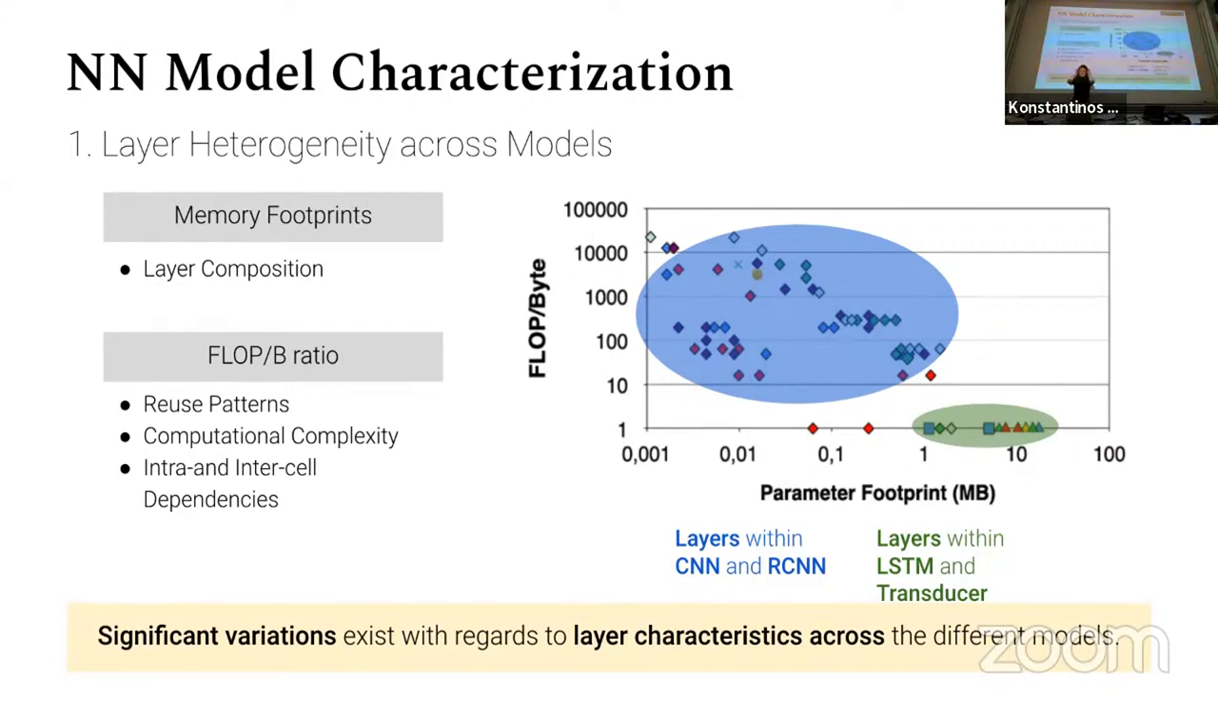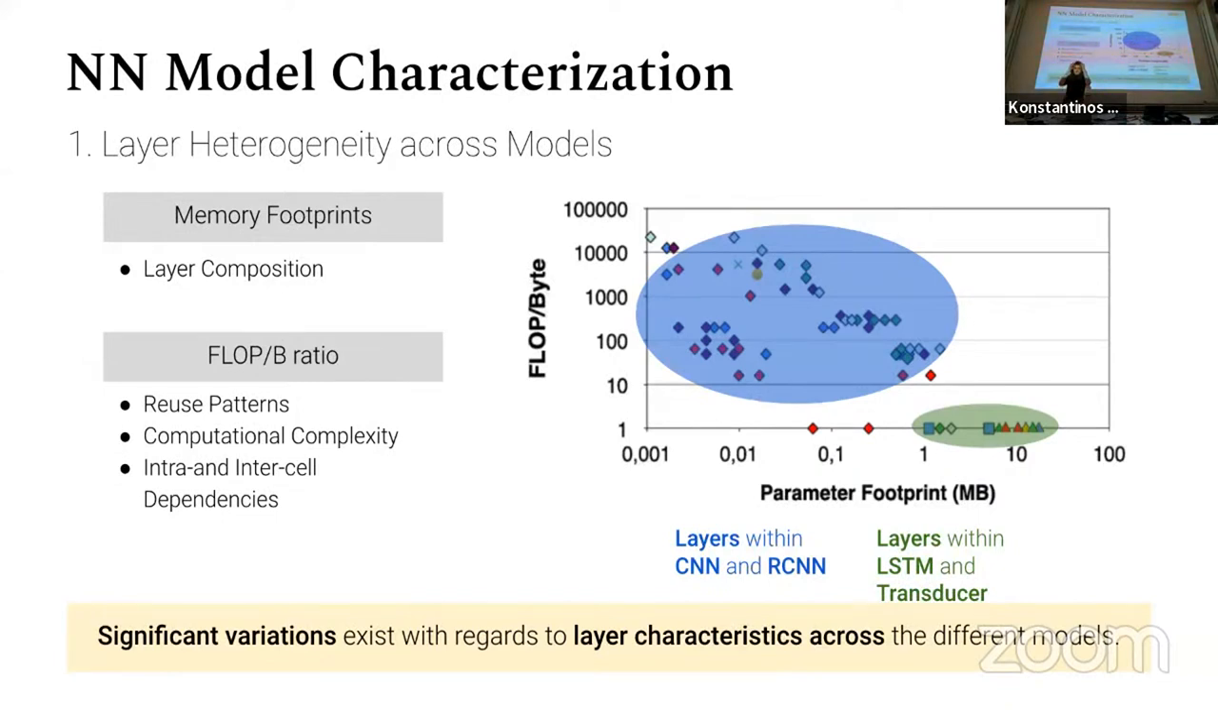If you look at the flop per byte ratio, you see that there are very different reuse patterns within LSTM models. So the LSTM models have a tendency to only use the fetched parameters once and don't reuse them. They also have a much lower computational complexity compared to CNN models. They actually have 67% fewer MAC operations compared to CNNs.